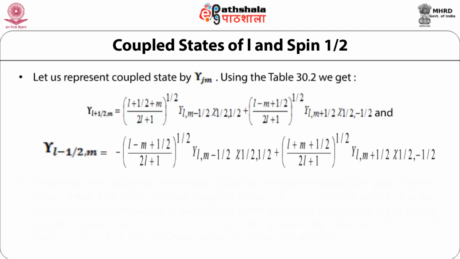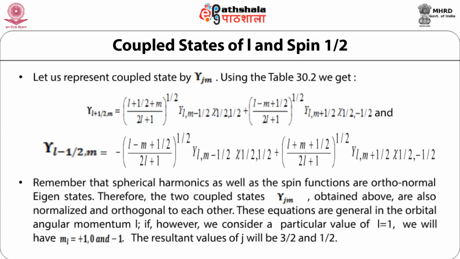And as mentioned before, here the subscripts for the spherical harmonic term, that is Y, represent L and m_l, while the subscript for the spin term xi represents s and m_s. And it is important to remember that the spherical harmonics as well as the spin functions are orthonormal eigenstates, and hence the two coupled states given by gamma_jm obtained above are also normalized and orthogonal to each other. Thus, the equations obtained above are general in the orbital angular momentum L.